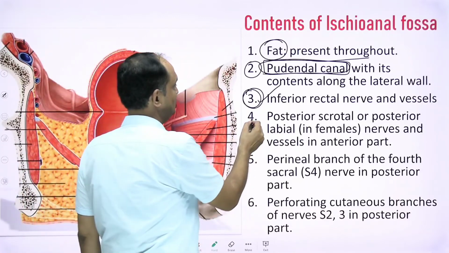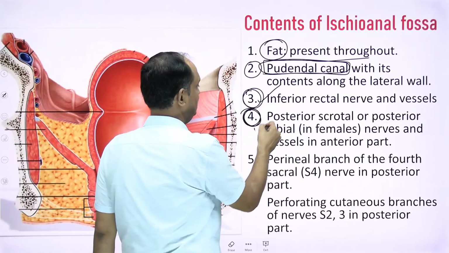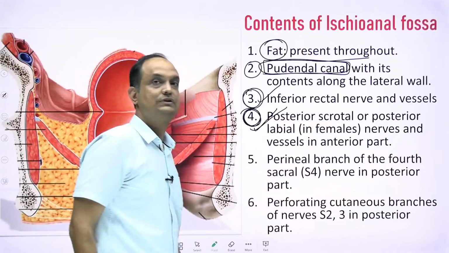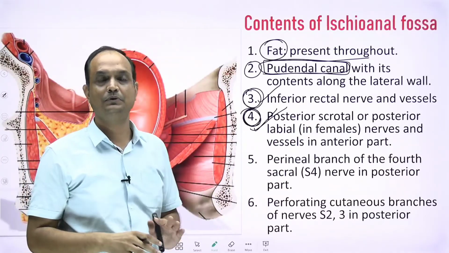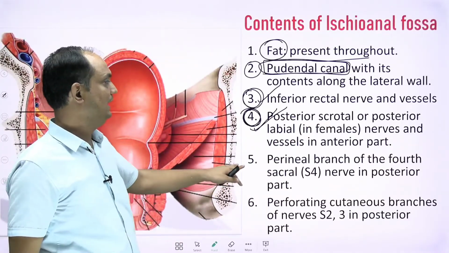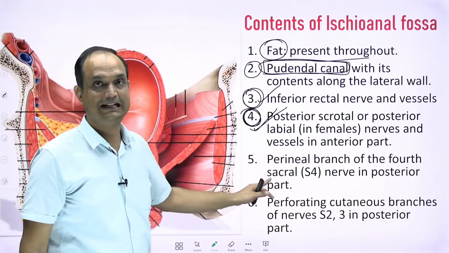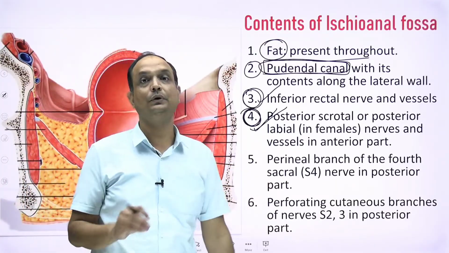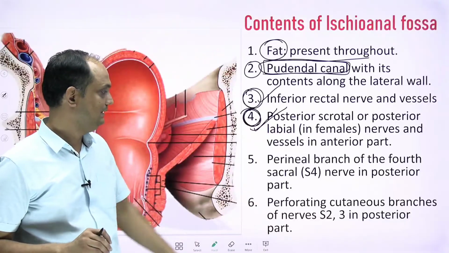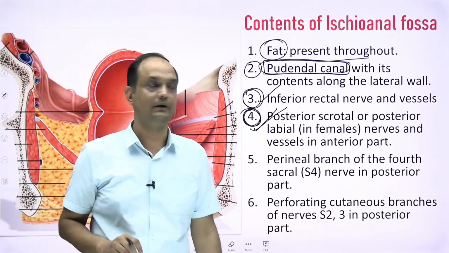Then we have the posterior scrotal nerves and vessels which supply the posterior scrotal skin. Then you have the perineal branch of the fourth sacral nerve. You have the perforating cutaneous branch of the S2, S3 nerves in the posterior part.